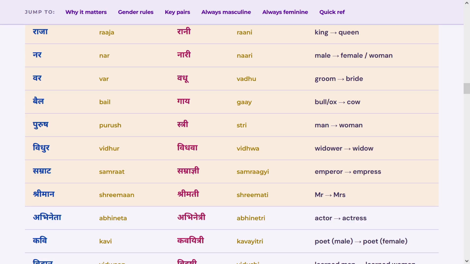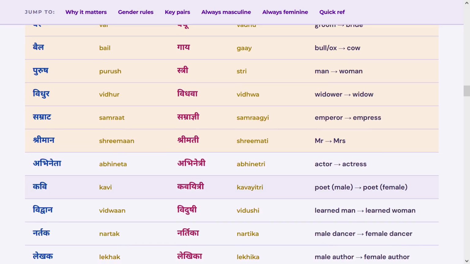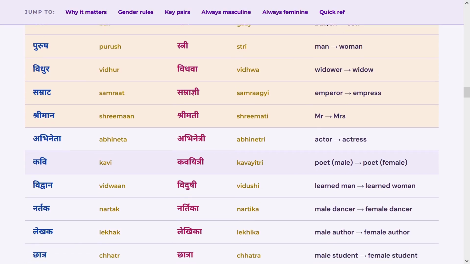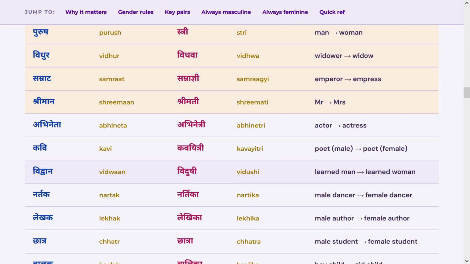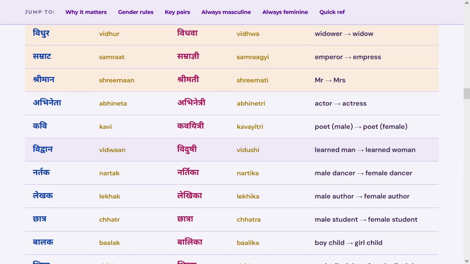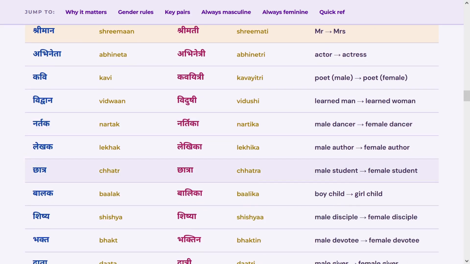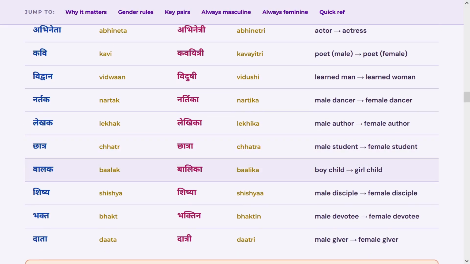Samrat, Samragyi means emperor, empress. Shriman, Shrimati, Mr., Mrs. Abhineta, Abhinetri, actor, actress. Kavi, Kavayitri, poet male, poet female. Vidwan, Vidushi, learned man, learned woman. Nartak, Nartaki, male dancer, female dancer. Lekhak, Lekhika, male author, female author. Chhatra, Chhatra, male student, female student.